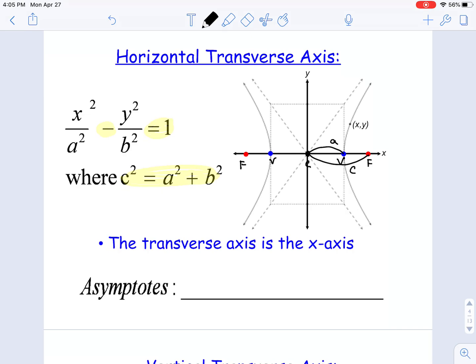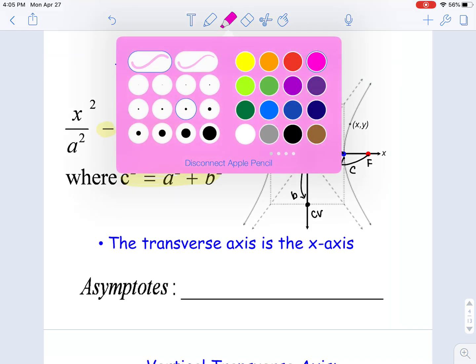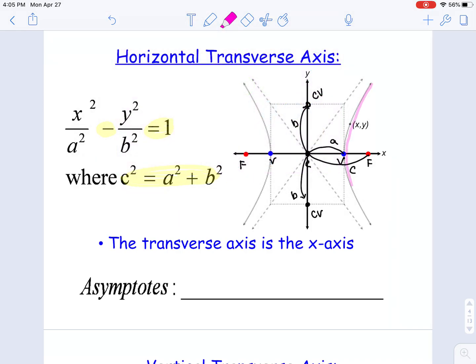So then you might be asking yourself, where is this B value? Well, I mentioned that the B value takes you to the covertex, although I said it's not actually part of the graph. Here is what I would call the covertex points. And so the distance from the center to that point, that's my B value. Even though that point is not anywhere on the actual branches itself.